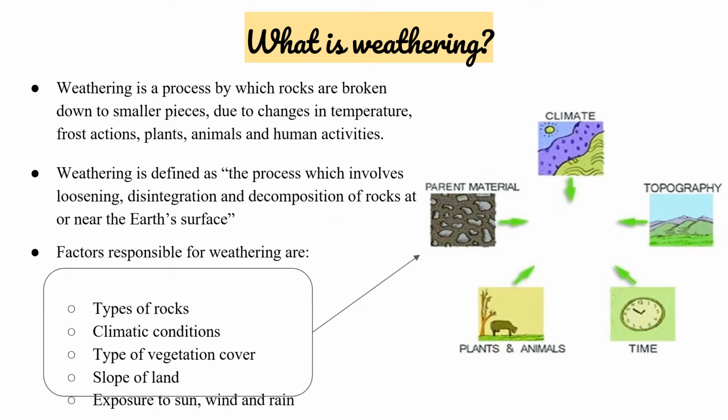What is weathering? Weathering is a process by which rocks are broken down into small pieces due to changes in temperature, frost actions, plant, animals, and human activities. Weathering is defined as the process which involves loosening, disintegration, and decomposition of rocks near the Earth's surface.